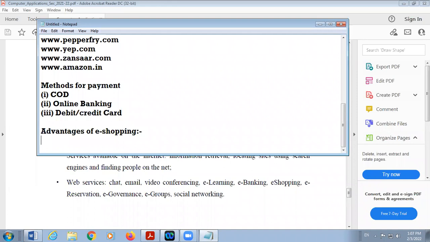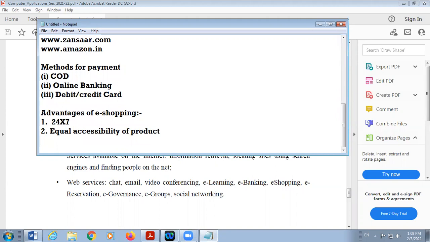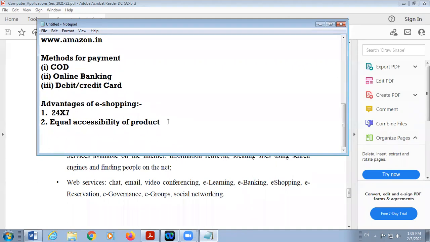The advantages are, first of all, availability of 24/7. So this type of shopping you can do anytime. Okay. So it is available 24/7, 24 means 24 hours and 7 days in a week. Okay. Next is equal accessibility of product. So different products are there. You can compare the products, and you can compare its quality as well as its price, and after that you can buy that product. So with equal accessibility, you can equally access any product. It means varieties are there, a lot of choices are there.